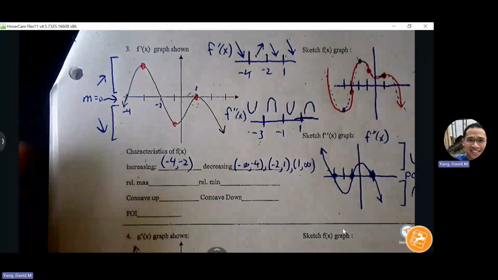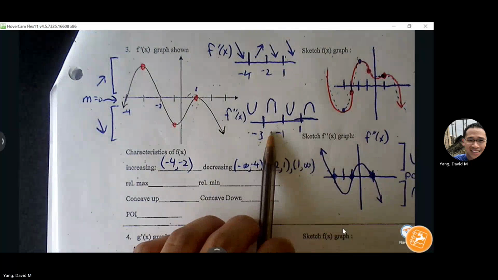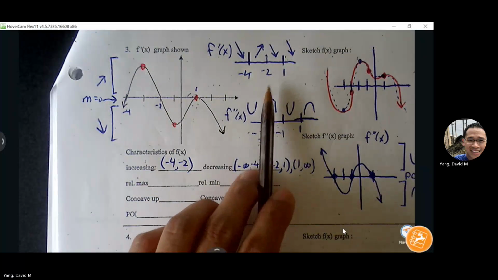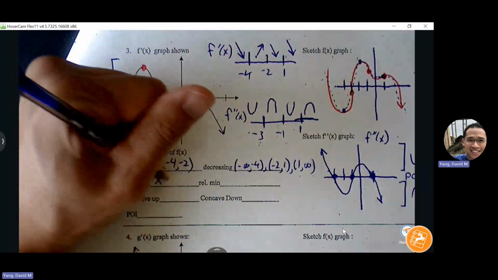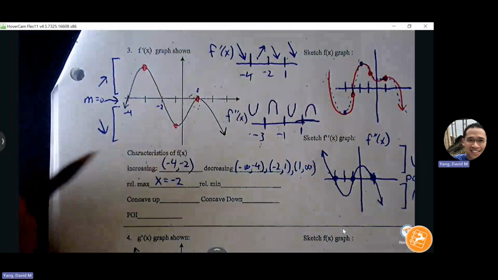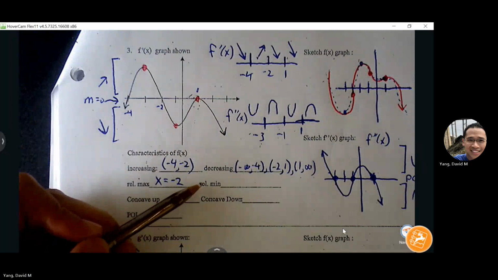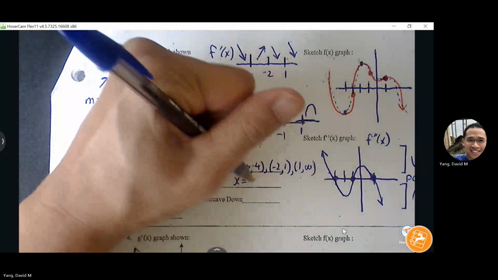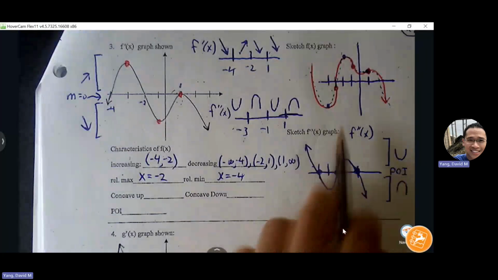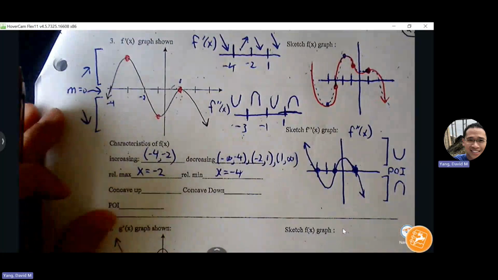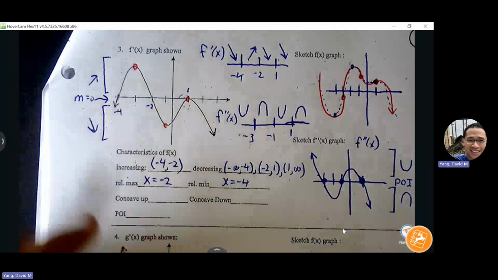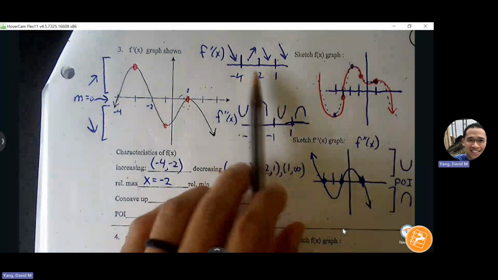Okay, where's my relative max? I don't know what the y value is, but I can tell what my x value is. Relative min. We don't know what the y value is. You can create your own y value if you wanted to, but we can just. There's only one increasing characteristic. That's right, there's only one increasing, so from -4 to -2.